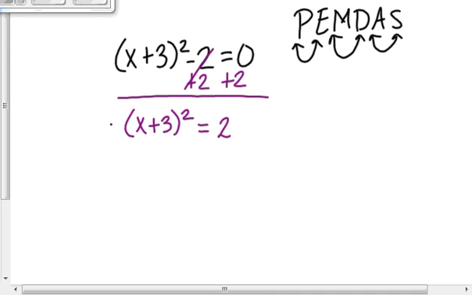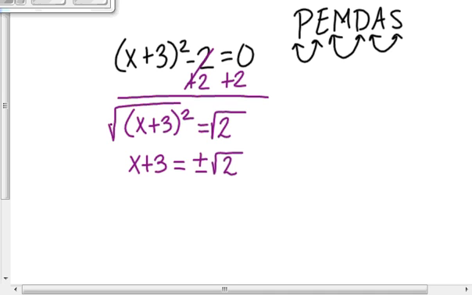Then we look and we have an exponent. So what we need to do is the opposite of squaring something is square rooting something. So we're going to square root both sides. And we get x plus 3 on the left side, and we get plus or minus square root 2. Anytime you square root a number, you get two solutions, a positive solution and a negative solution.